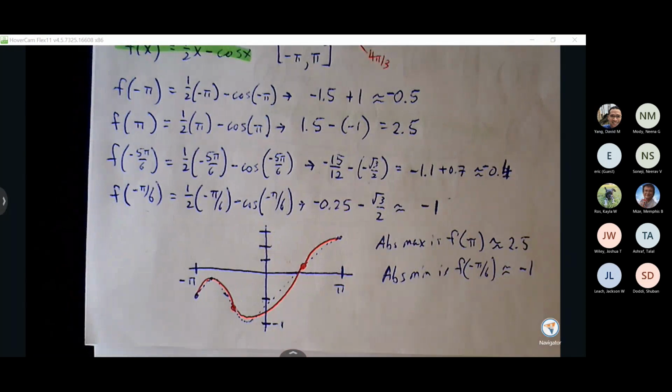On the graphing, will it always oscillate? It oscillates, yeah.